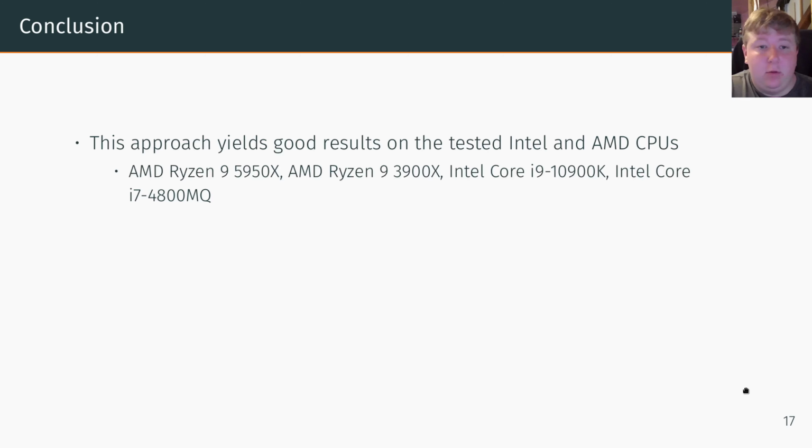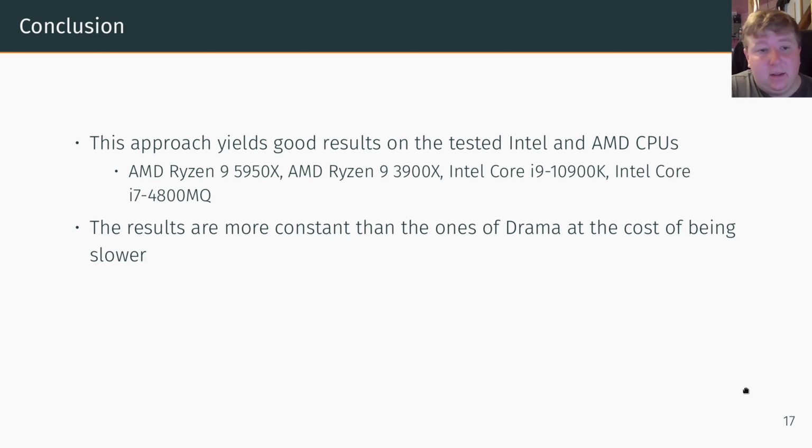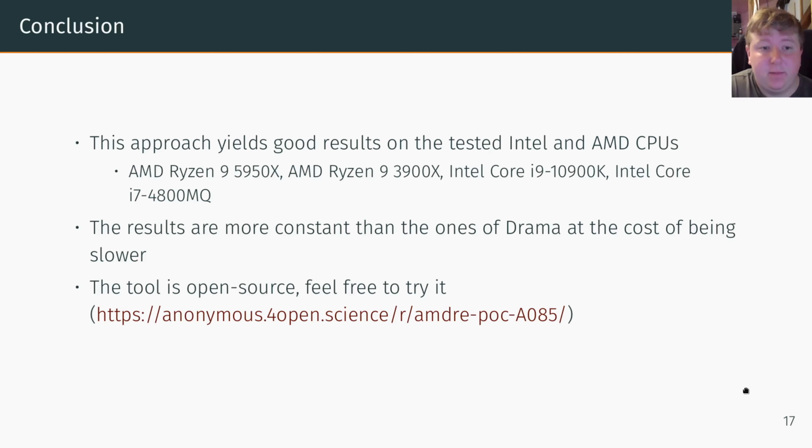Let's skip to the conclusion. Firstly, this approach yields good results on the tested Intel and AMD CPUs. We tested this on an AMD Ryzen 9 5950X, a Ryzen 9 3900X, a Core i9 10900K and a Core i7 4800MQ. Also, the results are more constant than the ones of the DRAMA proof of concept. However, this is at the cost of our proof of concept being slower at detecting the address functions. And finally, our tool is open source, so feel free to try it at the link provided in the slides.